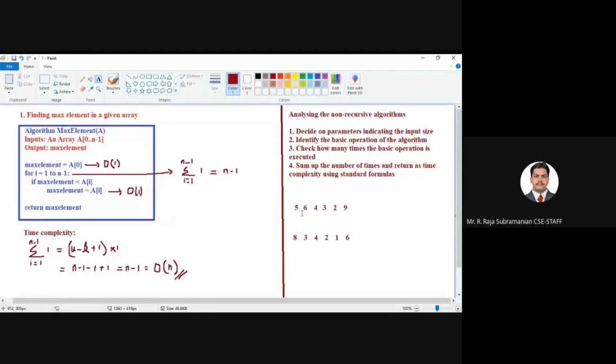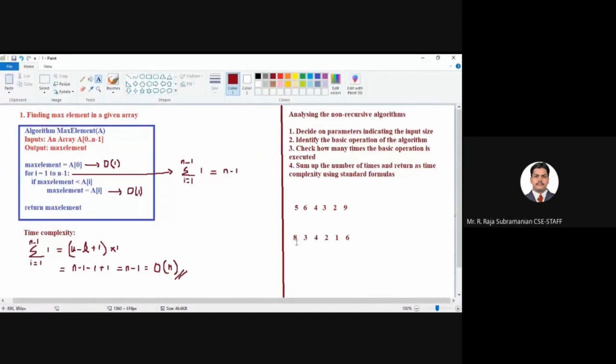Now how many elements are there here? What is the n value here? 1, 2, 3, 4, 5, 6. So it is 6. According to the derivation, the complexity of an array of size 6 for finding the max element will be big O of 6. For this array, when I give the full input, what will be the complexity of finding 9? Big O of 6. Why are you saying big O of 6? Because I have to do 6 comparisons to find the 9.